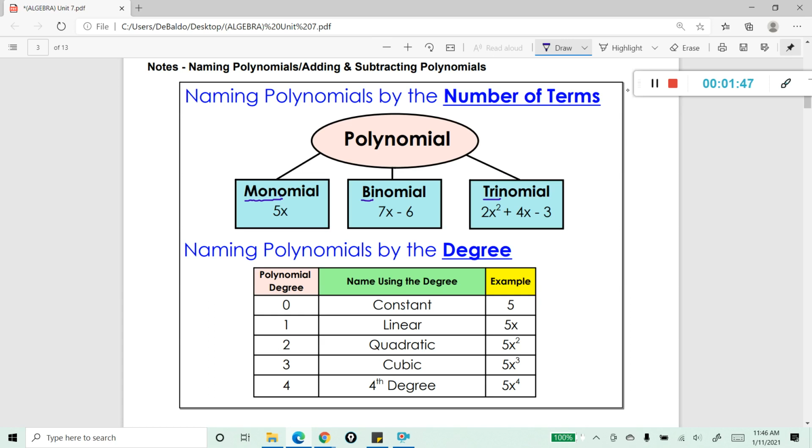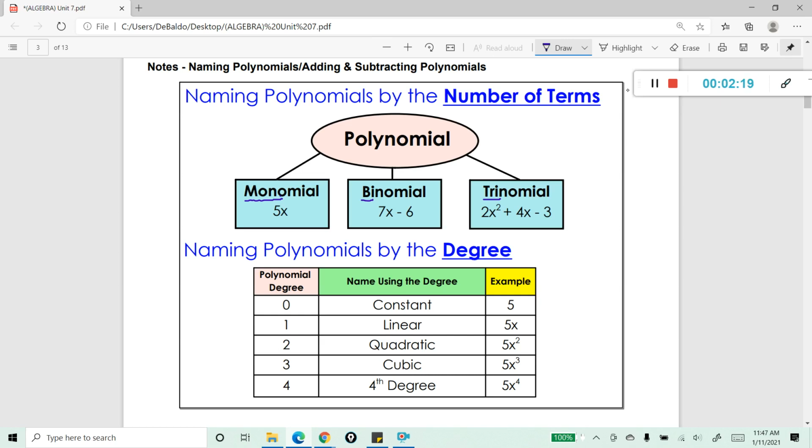So here's just an idea of how you name a polynomial by its degree. We've talked about several of these already, or you may even be familiar with them, but let's take a look here. A polynomial with a degree of 0, we like to call a constant, and we know what a constant is. A constant is just a number, like 5. This polynomial has a degree of 0.